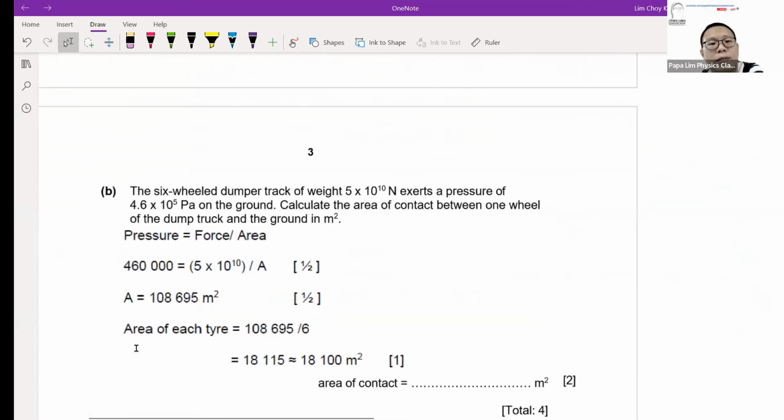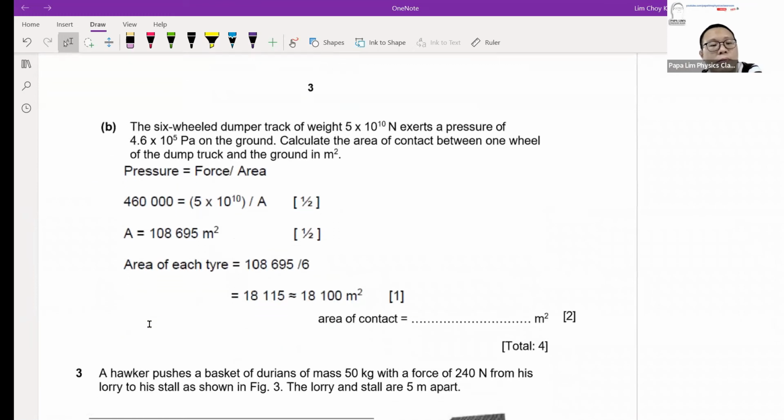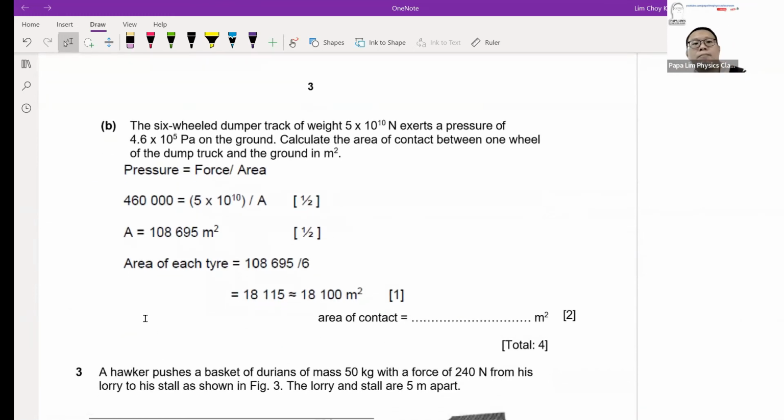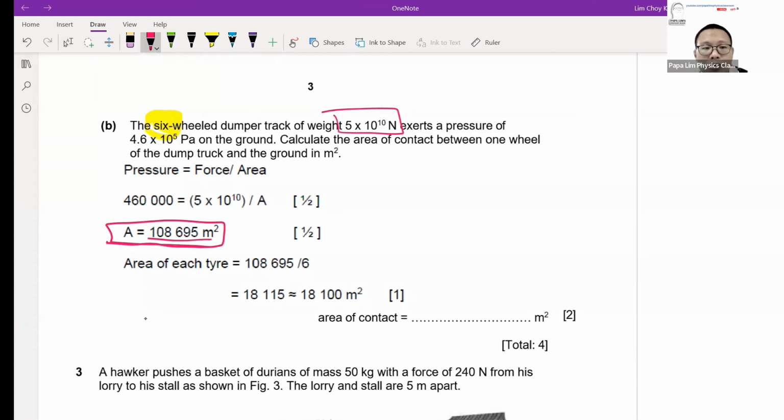Then after that, same thing. Pressure exerted, the six wheels. The weight, the force, is 5 Newton. You have 6 wheels. So with pressure and the force, you can calculate the total area of each tire. So this is the total area. You have 6 tires, that's why you divide by 6. And after that, remember, leave your answer in 3SF. That will be the contact area we are referring to.